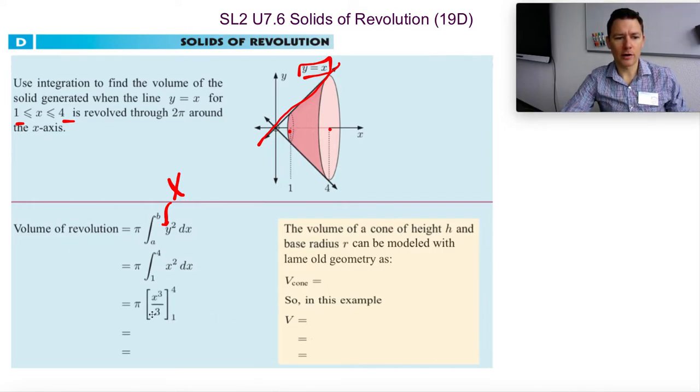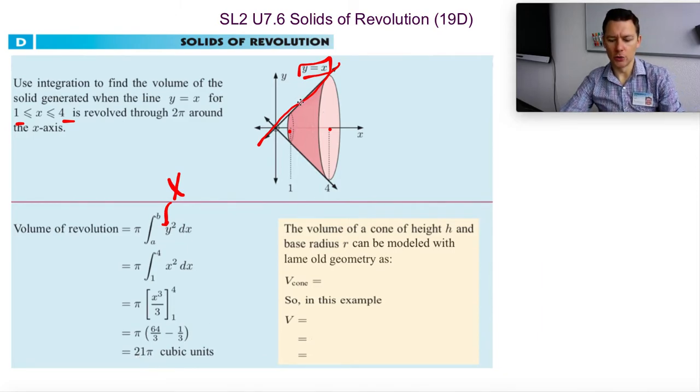This x squared becomes x cubed over 3, and then we substitute in 4 and 1 into there and subtract, right? We evaluate. So when the 4 goes in there, you get 64 over 3. When the 1 goes in, you get 1 over 3. Leave pi. Everybody loves pi. Leave it alone, right? Don't multiply it in there. This is exact. And there you go, 21 pi cubic units.